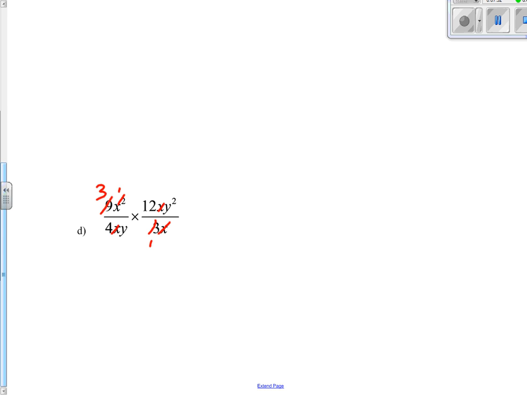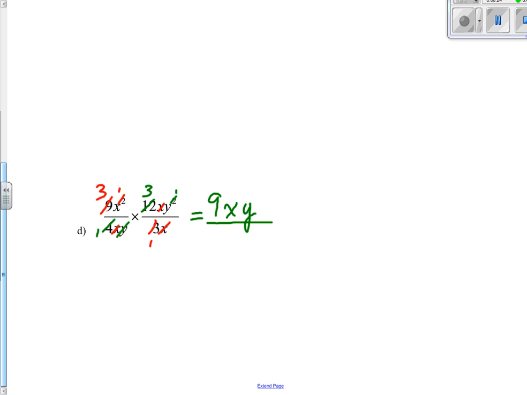Okay, so I'm left with x to the 1 on the top. I see a y. I can take 2, make that a 1. 12 and 4. Wow, that cleaned up. I have 9 for the numbers. I have an x left there and a y left there. Over. Gone, gone, gone, gone, gone. I have nothing left on the bottom.